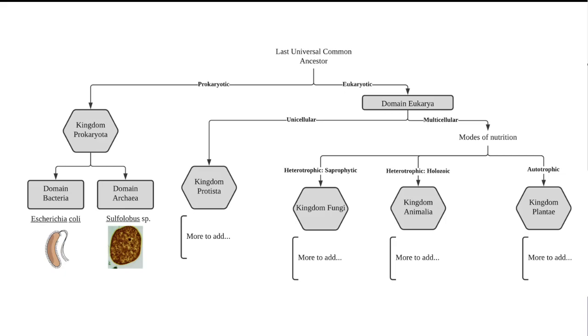If it is multicellular, then we look at its modes of nutrition and divide it based on whether it is heterotrophic or autotrophic. If it is a saprophytic, heterotrophic, multicellular eukaryote, that is under kingdom Fungi. If it is holozoic, heterotrophic, multicellular eukaryote, that is under kingdom Animalia. If it is autotrophic or photosynthetic, multicellular eukaryote, that is under kingdom Plantae.